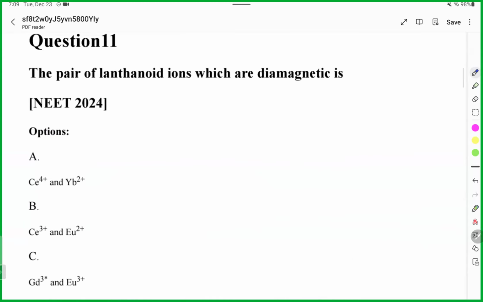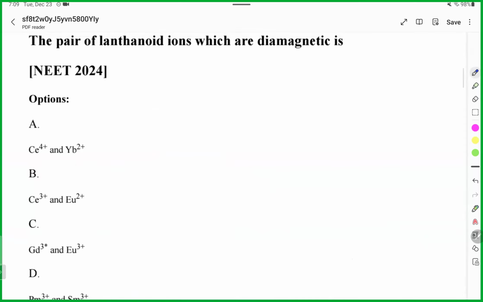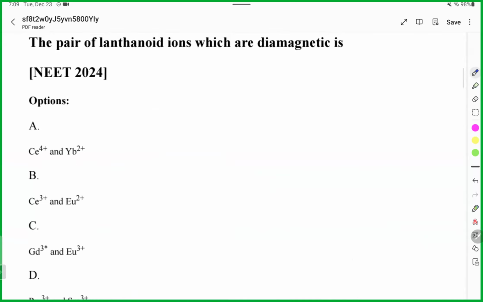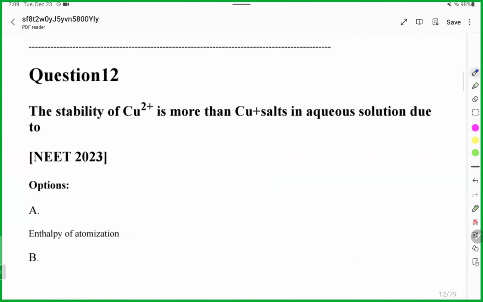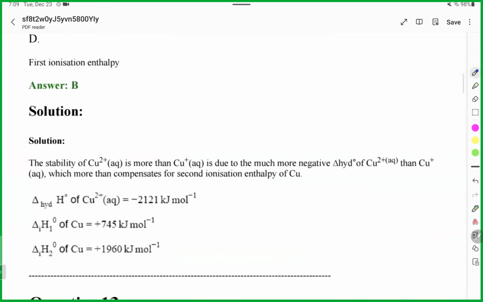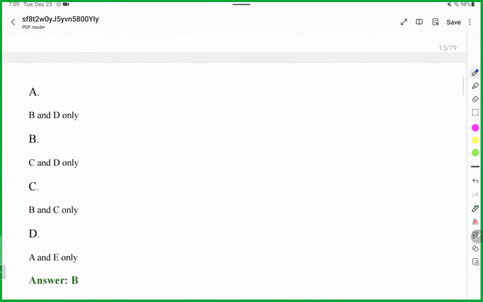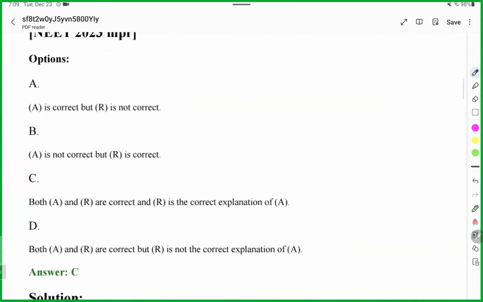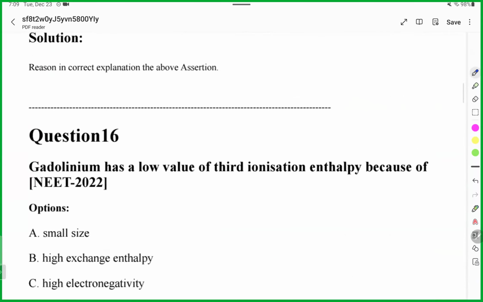Spin, length, period, diamagnetic. For this, you need electronic configuration. Any other question we have seen from this?